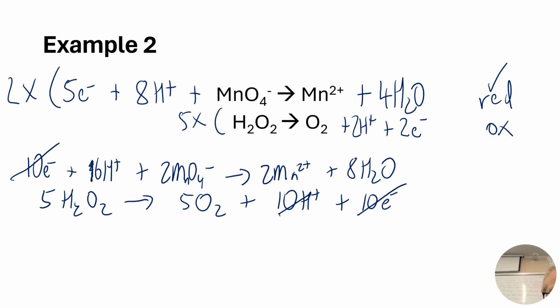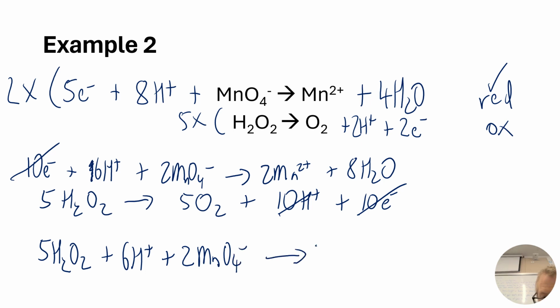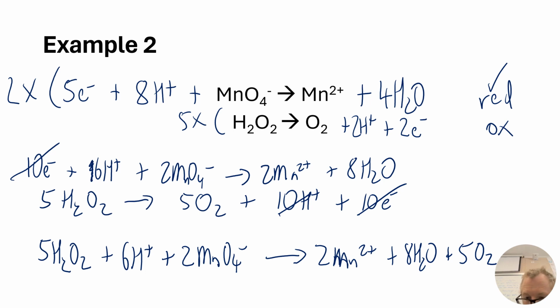And so now, if I add them together, I've got 5H2O2 plus 6H plus 2MnO4 minus goes to 2Mn2 plus 8H2O plus 5O2. And that's done. So that is balancing half equations and full equations. And hopefully that will be helpful.